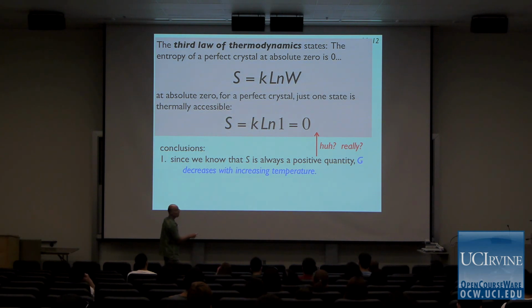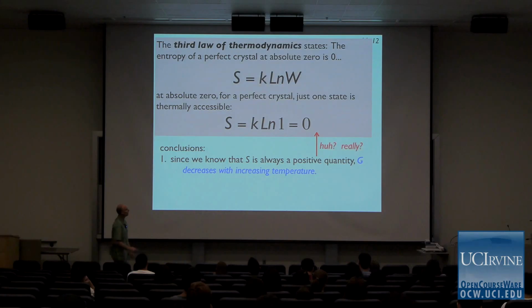Well, log of 1 is 0, right? So the entropy is 0 once you get down to a temperature where there are no more excited states of the system that are accessible thermally. You've only got the ground state, that's it, and so the entropy of that ground state is 0. We never said this, but now we've said it.